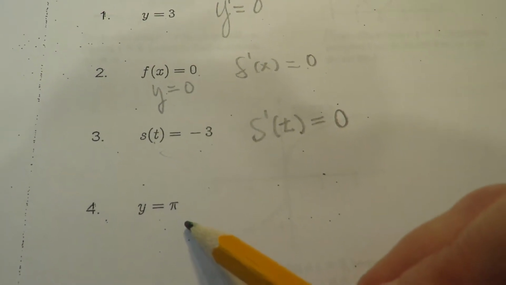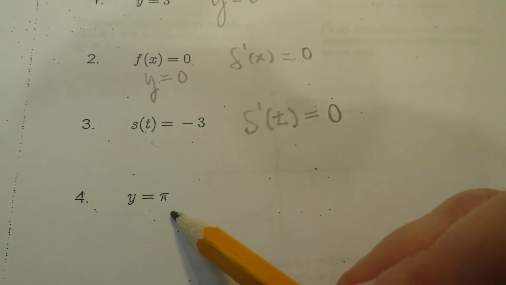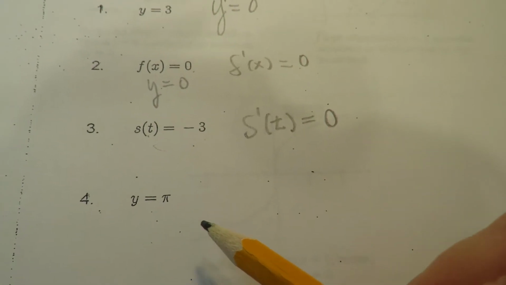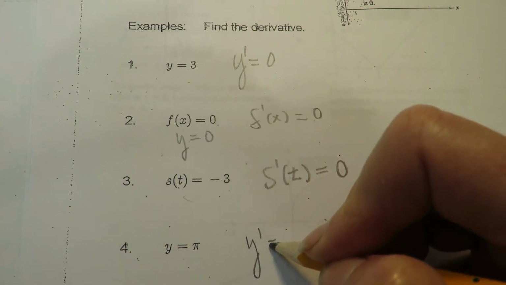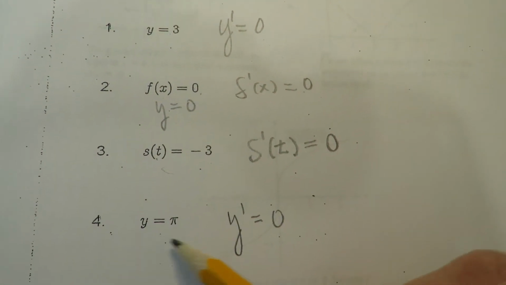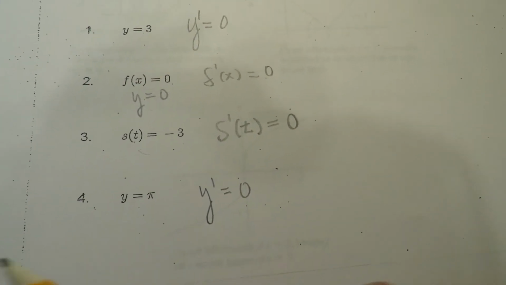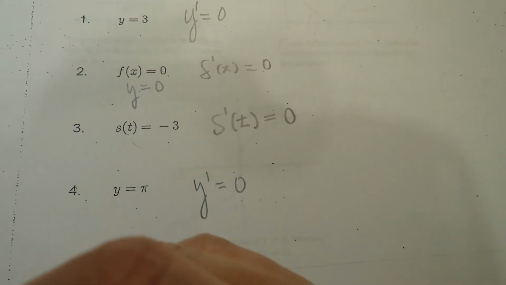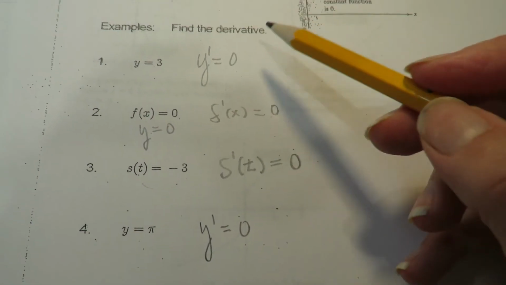Now this looks fancy, but remember pi is just a number, right? It's 3.14159 and so on. It's just a fancy number, so its derivative is going to be 0. This would also be a flat line. I know the number is incredibly long, but you want to think about it as a flat line around 3.14. So its derivative is 0.